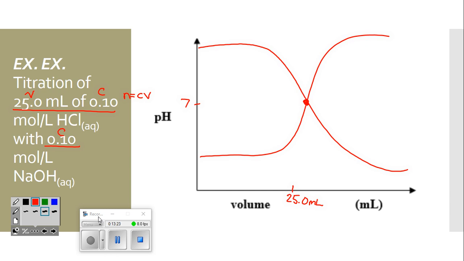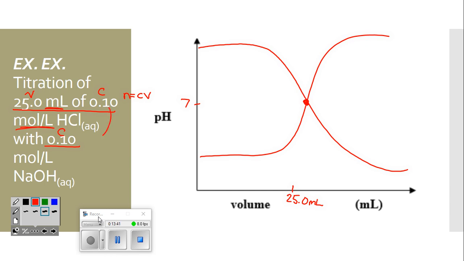Now, if you want to figure out how many moles you have of something, it's concentration times volume. Now here, these are milliliters. This is moles per liter. So just be cautious when you're calculating things that you have the correct units.